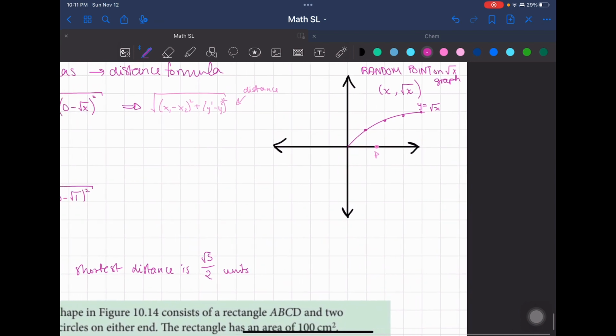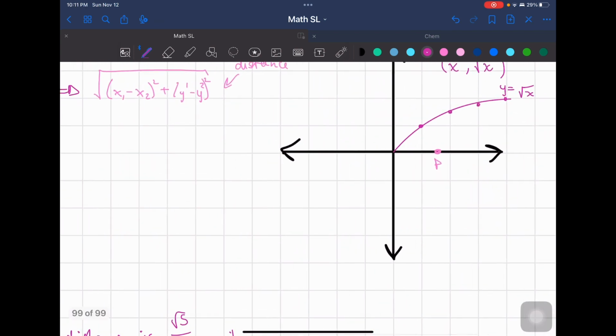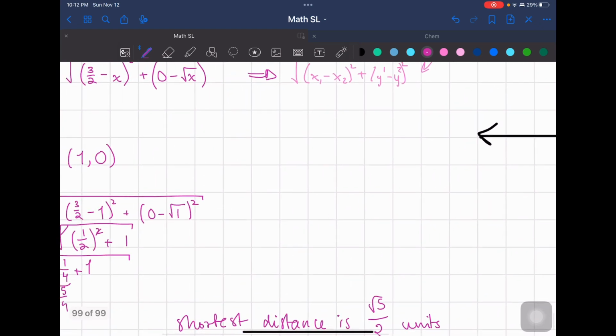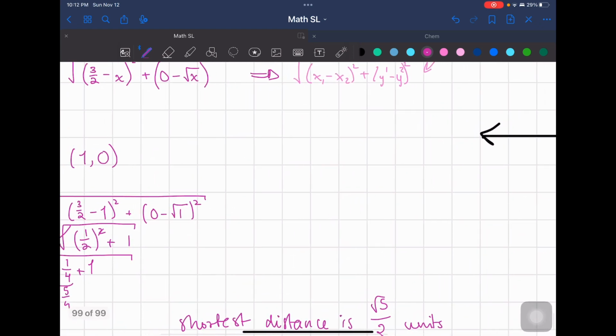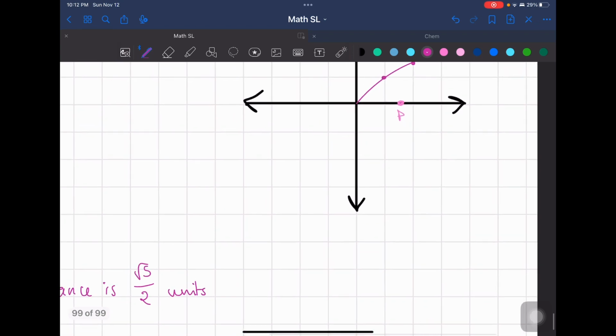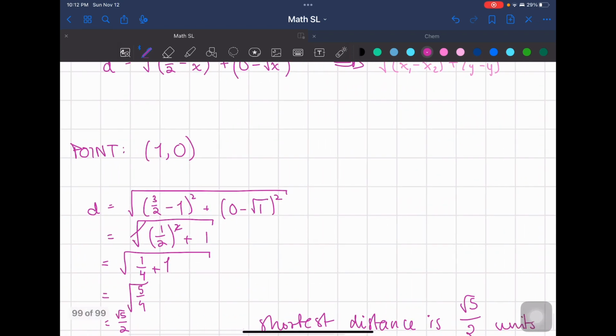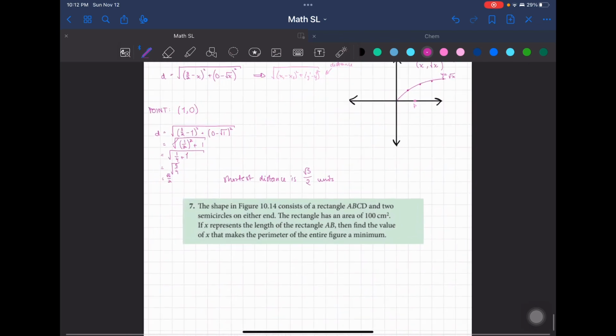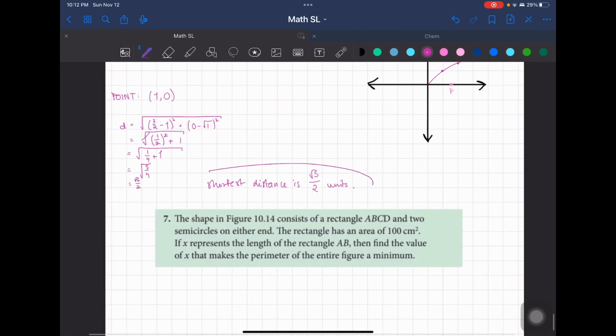So we can say it's going to be at 1, 0. I meant 0, 1. No, 1, 0, yeah. Okay, so the shortest distance is going to be that far. And yeah, that is the answer to that question.